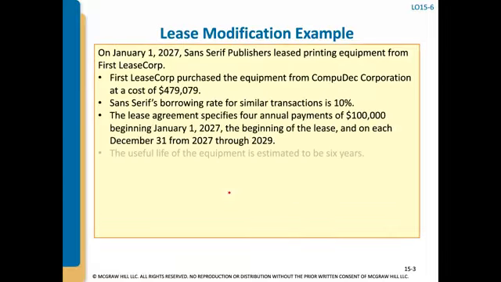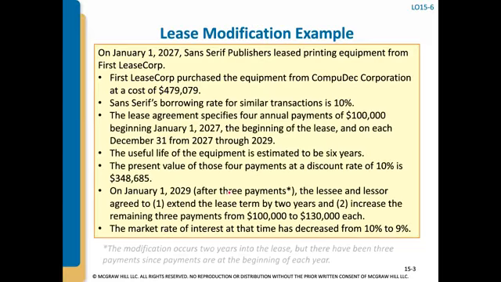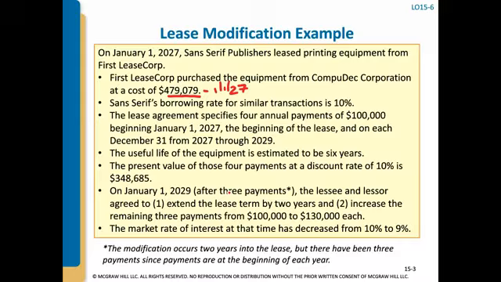Let's go through an example. On January 1, 2027, Sans Serif Publishers leased printing equipment from First Lease Corp. First Lease Corp purchased the equipment from CompuDeck Corporation at a cost of $479,000. So they purchased this. I'm highlighting this fact right here because it'll come into play later. But First Lease Corp purchased this asset for $479,000 on January 1, 2027.